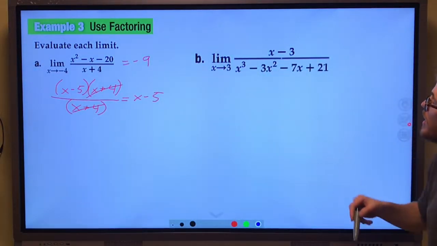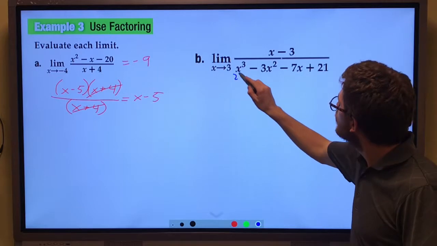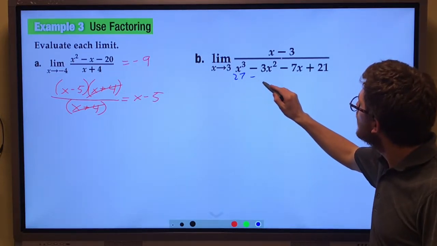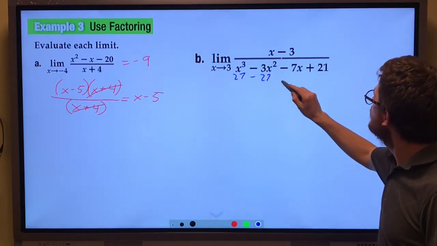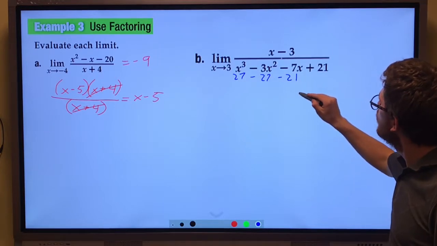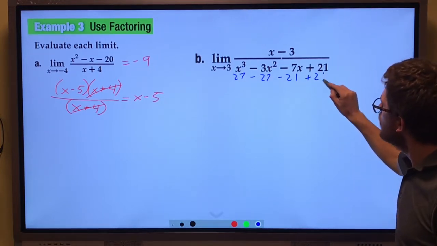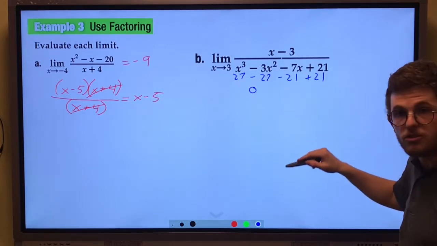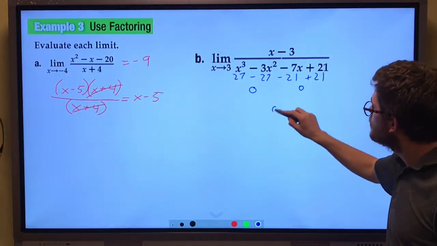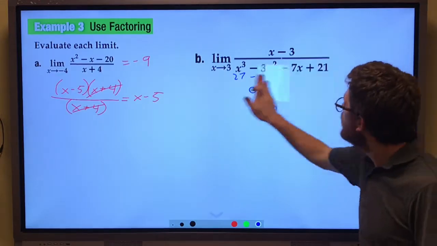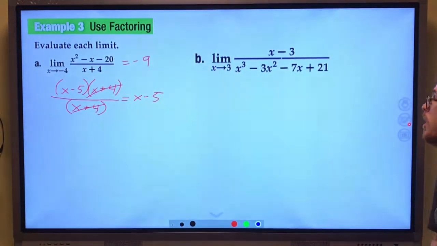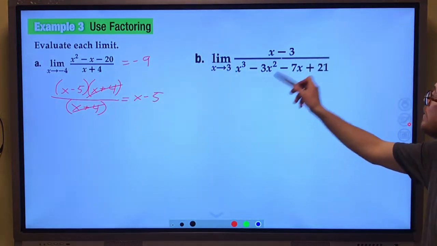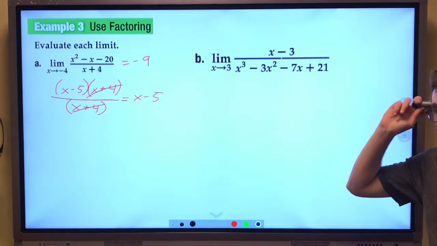Over here, if we plug in a 3, this would give us 27 minus 27 minus 21 plus 21. Well, 27 minus 27 is 0. Minus 21 plus 21 is just all 0. So that would give us a denominator of 0, but we can try to factor out this denominator, hopefully cancel something out. That's the hope.